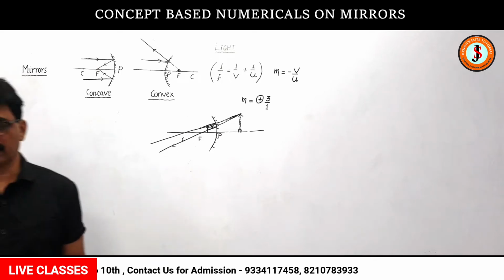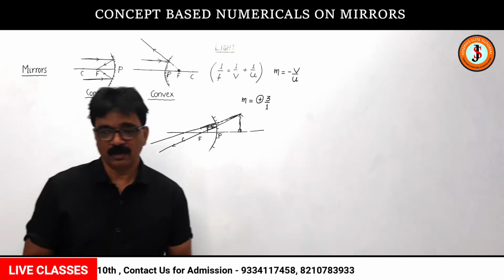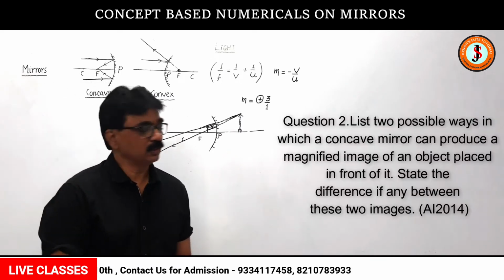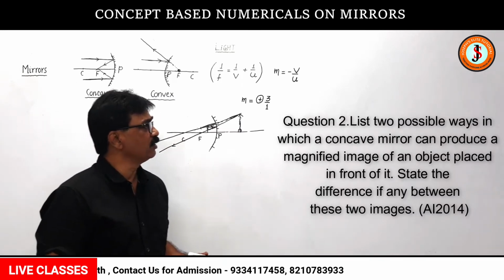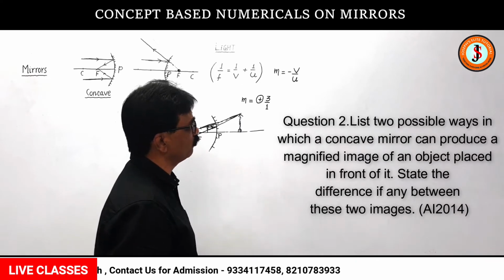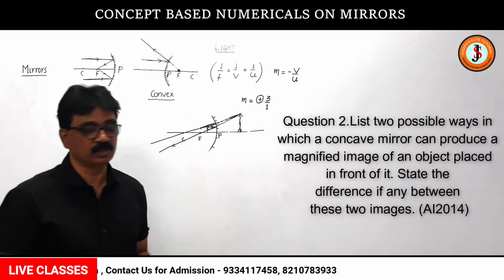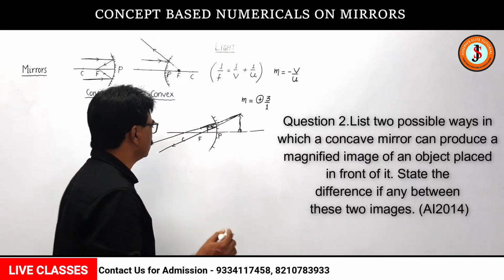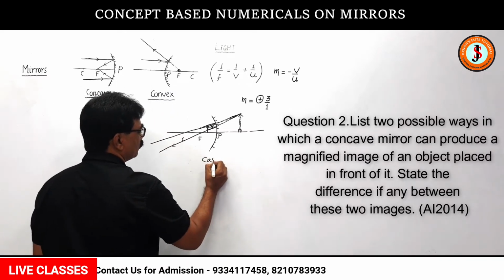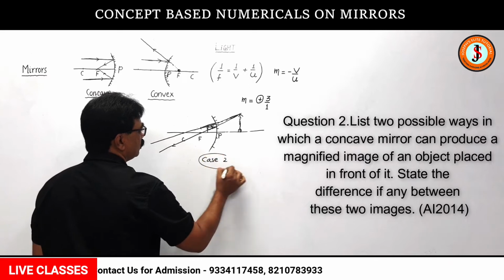Now let us go to the second question. List at least 2 possible ways when a concave mirror forms a magnified image, and state the difference. So the first case is this. Case 1 is already done. For question number 2, the same diagram can be used.